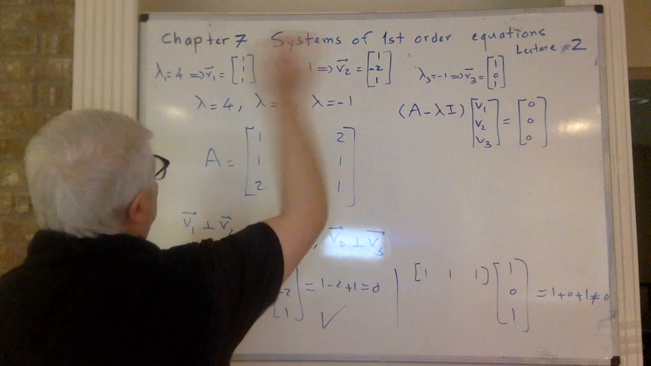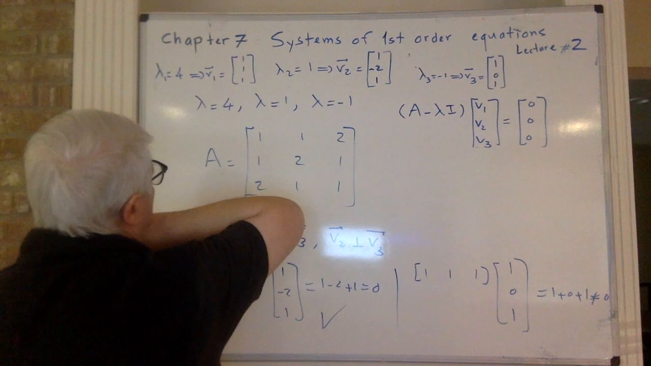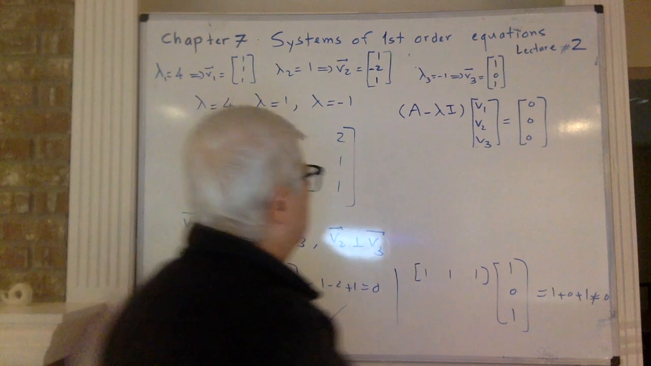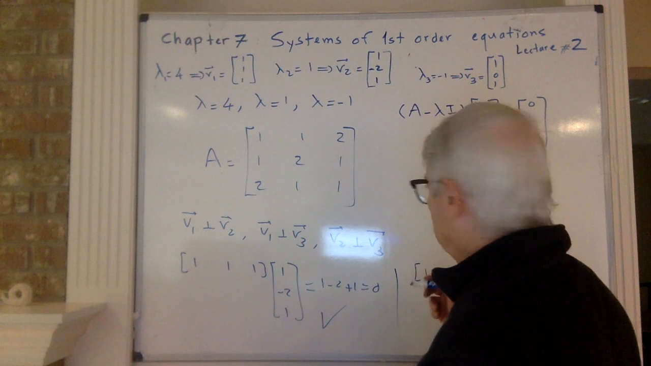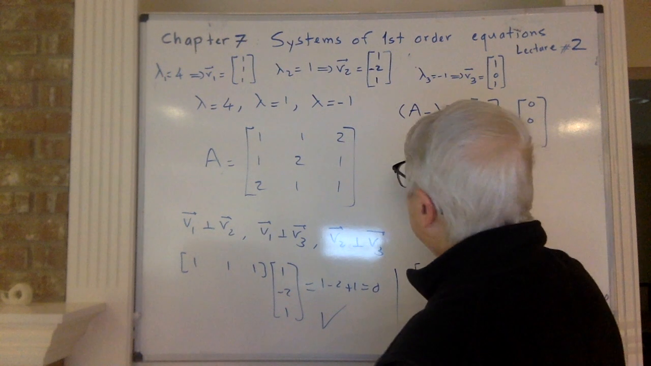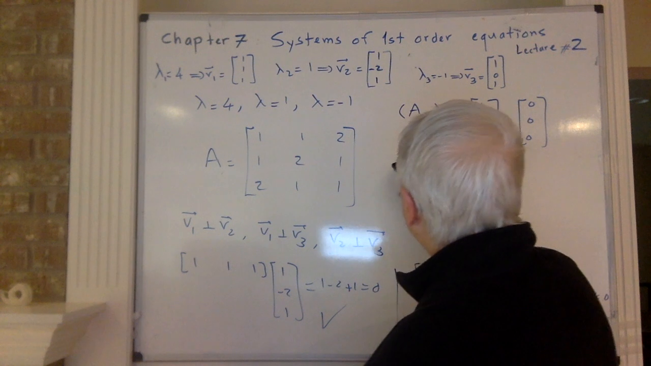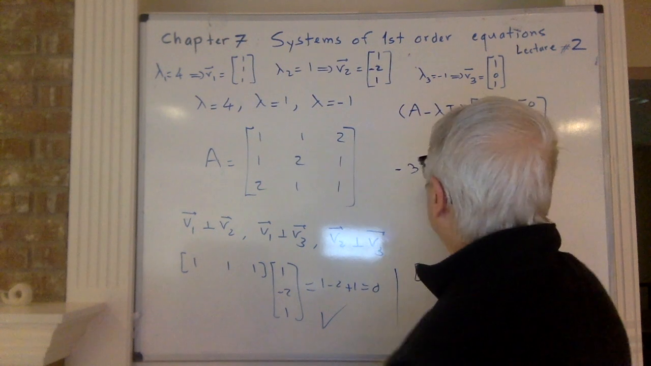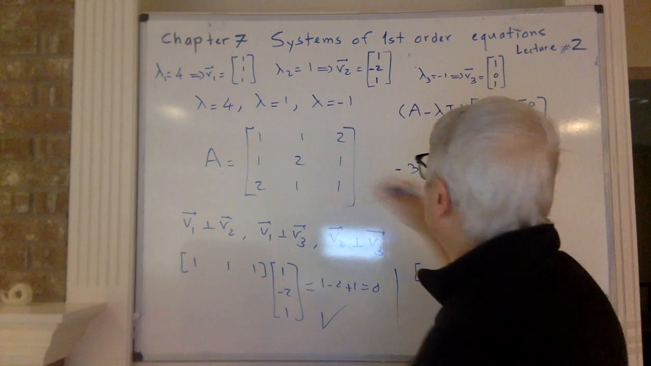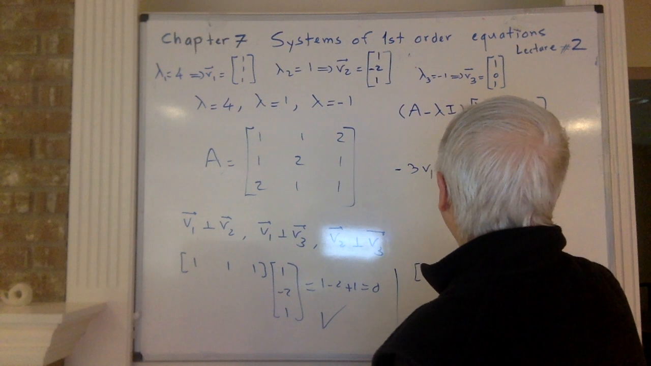That was correct, but this one was not correct. Something went wrong, so let's do it again. Lambda 1 was 4. What did I get? So I had 1 minus 4, that's minus 3. That was minus 3. V1 plus V2 plus 2 V3 is 0.